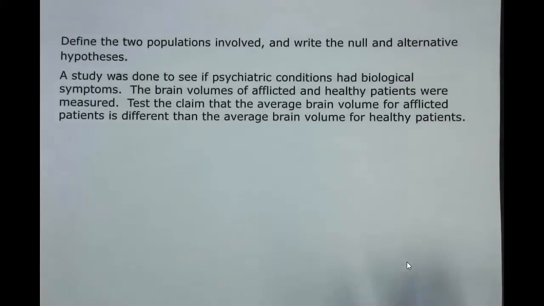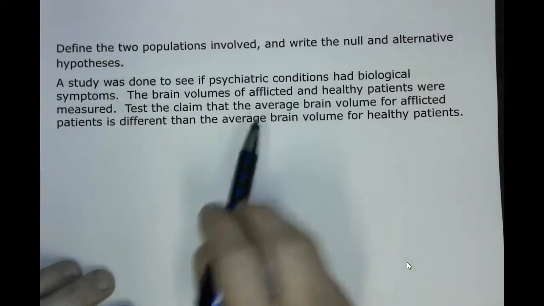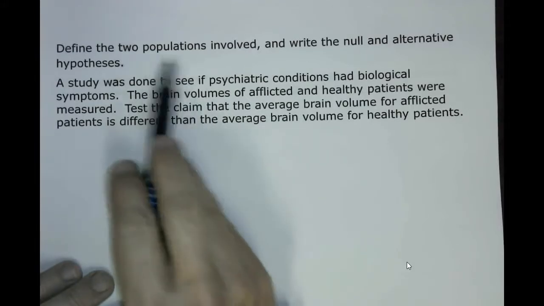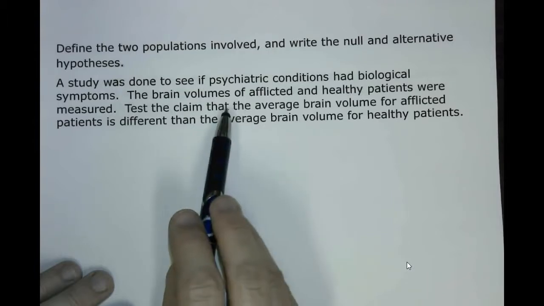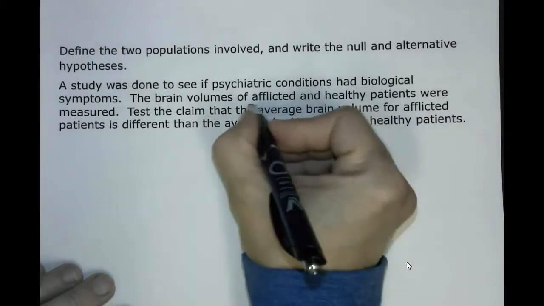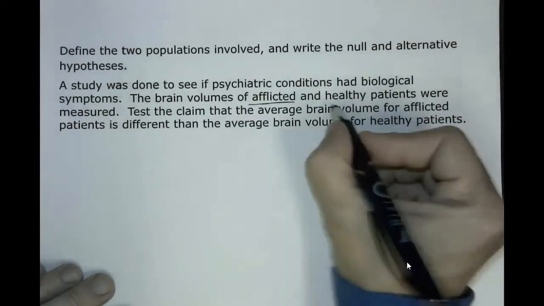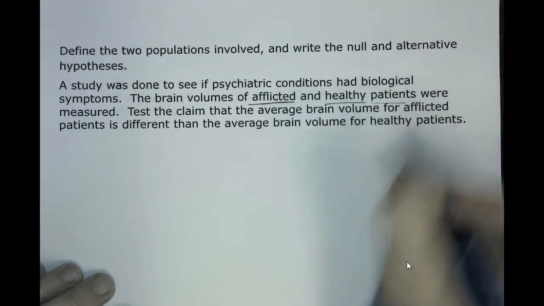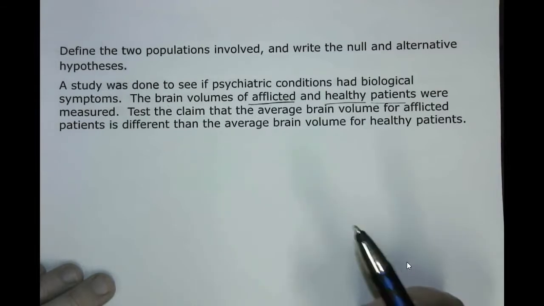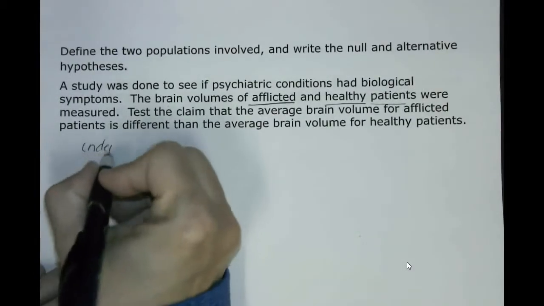Okay, let's look at another one. Okay, so this one, we also had two populations, two samples. Our two samples, we've got brain volumes for afflicted patients, so that's one sample, and then brain volumes for healthy patients. If you read through the rest of this, it doesn't say anything about the afflicted patients and the healthy patients being related to each other in any way. So this one is going to be independent samples.